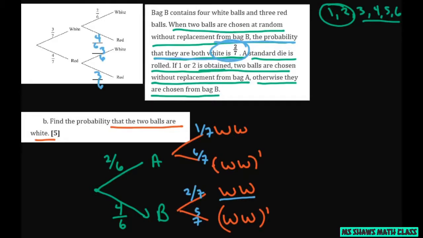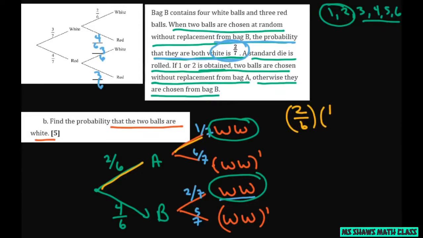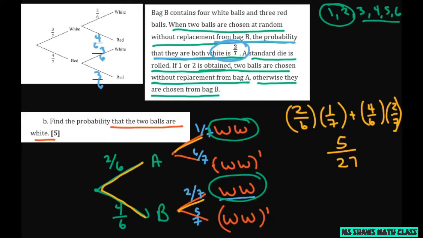So now we have to find the probability that the 2 balls are white. So here are your 2 whites. So you add those together. You look at the branches. So 2 divided by 6 times 1 divided by 7, plus these two branches. So that's going to be 4 divided by 6 times 2 divided by 7. Now, if you multiply all that through, you're going to get 5 divided by 21.